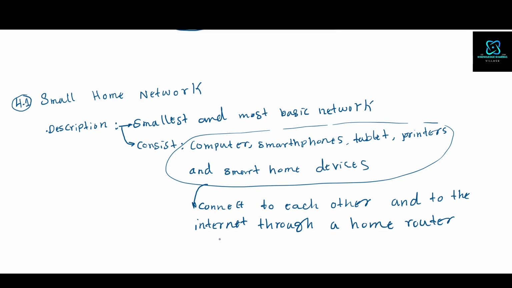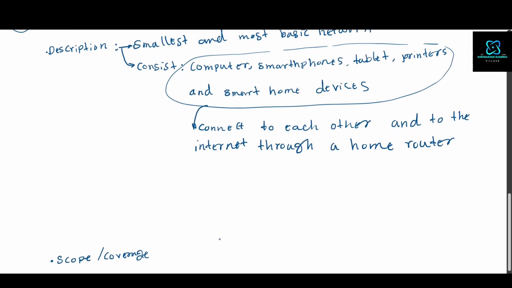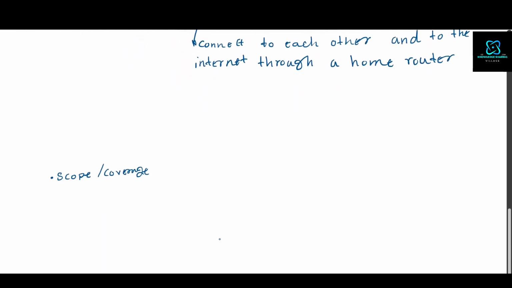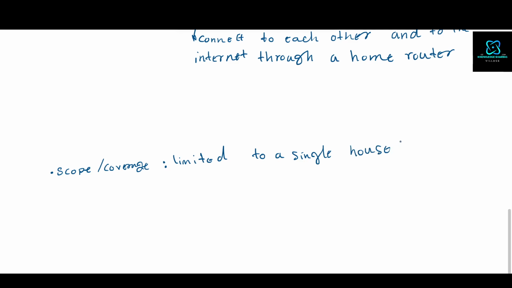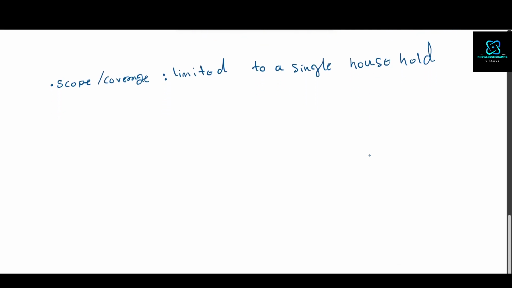Okay, then the scope area or coverage is very limited. It is limited to a single home, to a single household. That's why it's called a small home network.